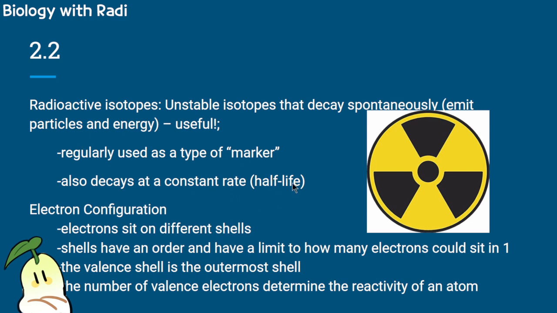And that's basically what a half-life is. We use this constant rate to figure out how old fossils are, by tracking the radioactive isotopes inside them and how much they've decayed. Once we figure out how much they've decayed, we can figure out how much time has technically passed, because their half-life is consistent.